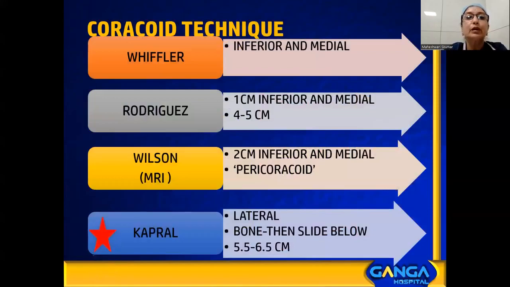Coming to this coracoid technique, how do we do it? In this coracoid technique, 4 different people described it in 4 different ways. But Wilson was the only one who, with the help of an MRI, told us that we have to go 2 centimeters inferior and 2 centimeters medial to the coracoid process. So we take the coracoid process as the bony landmark, and going 2 centimeters medial and 2 centimeters inferior is the point of entry.